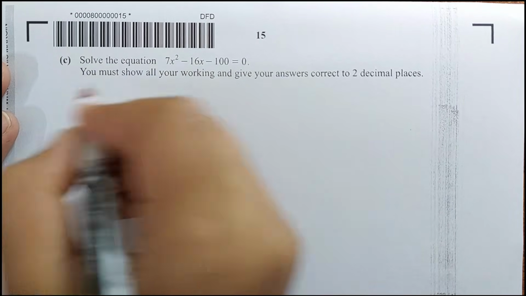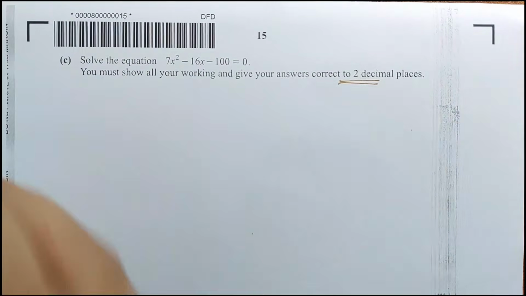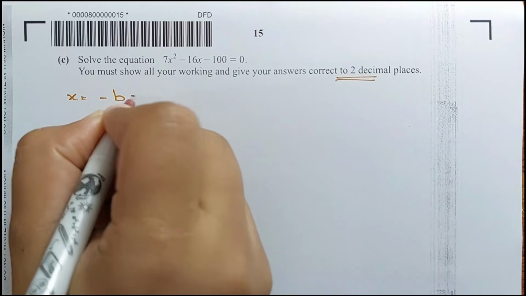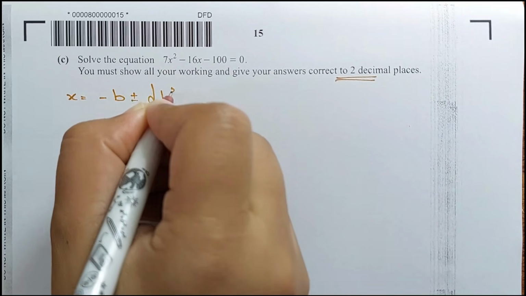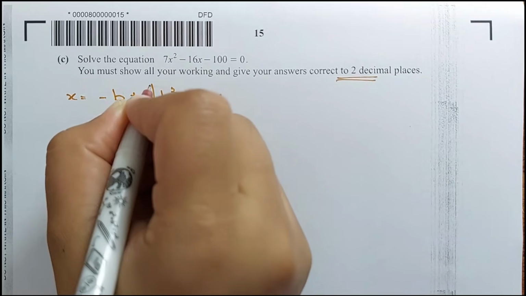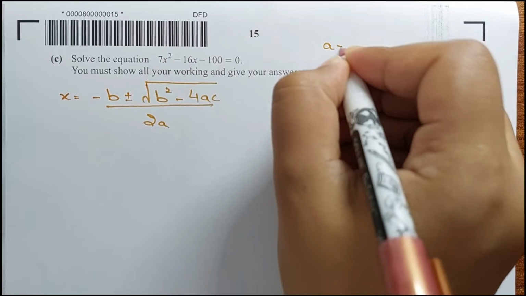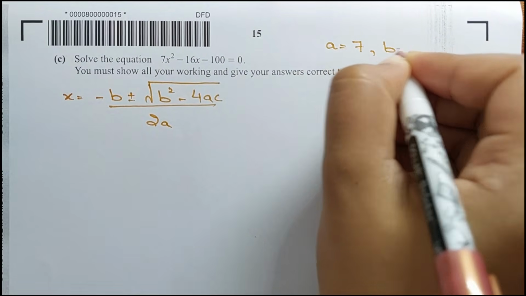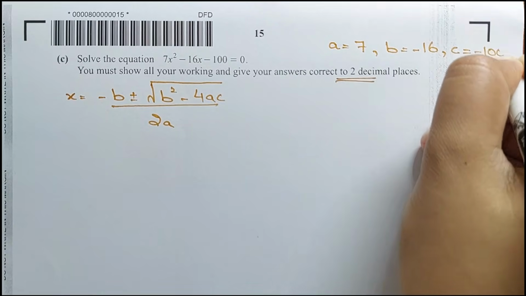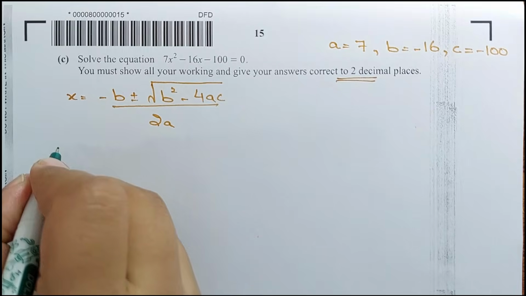Now for part C, solve this equation. You must show your working and give your answer correct to 2 decimal places. Okay. Apply the quadratic formula. Quadratic formula is x equals minus b plus or minus square root of b squared minus 4ac, divided by 2 times a. Now what is a, what is b, and what is c? a is the coefficient of x squared, which equals 7. b is the coefficient of x, which is negative 16, and c is the constant term, which is minus 100. Okay, now let me plug everything into the formula and solve for x.